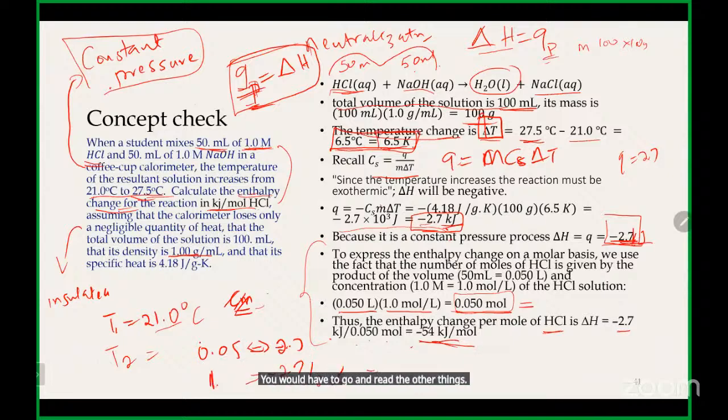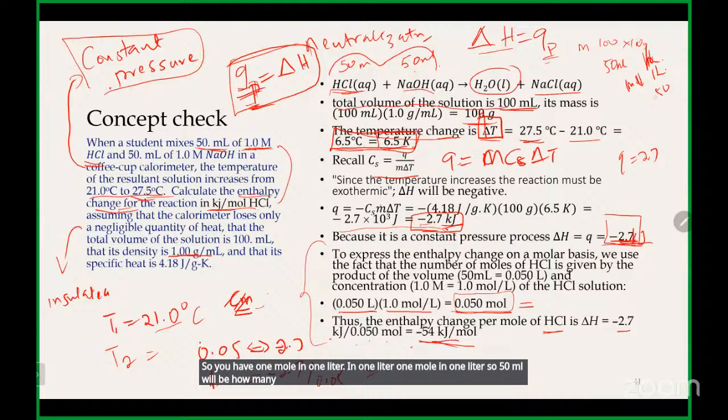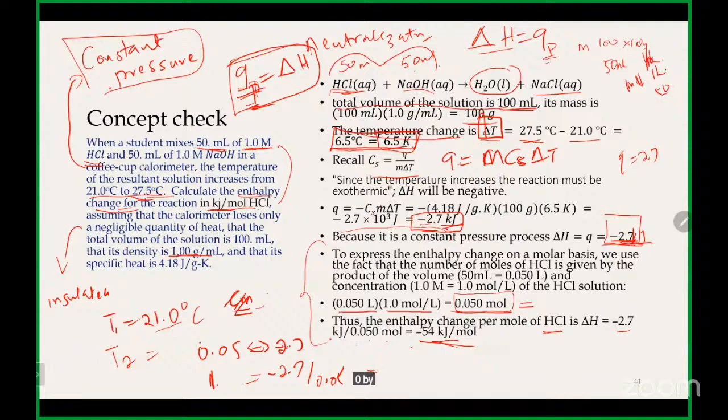Ma, we have one more, ma. No, it's not 1 mole. In 50 mL of 1 molar, 1 molar is 1 mole per liter. So you have 1 mole in 1 liter. So 50 mL will be how many moles? 1 mole in 1 liter, you know that it is 0.05 mole. So that's where this came from. It is this 0.05 mole that gave off this minus 2.7 kilojoules of energy.